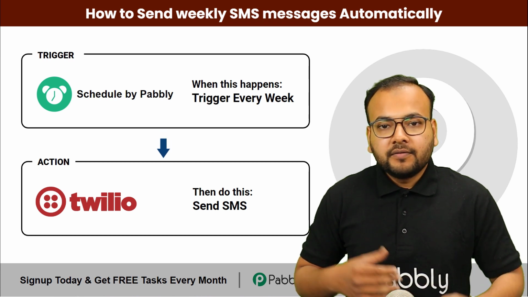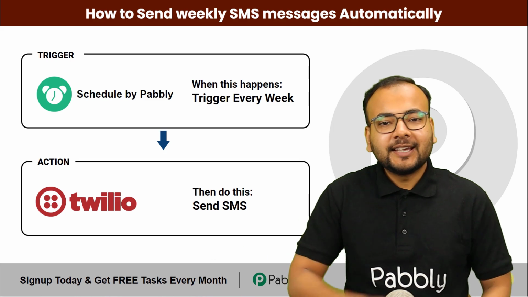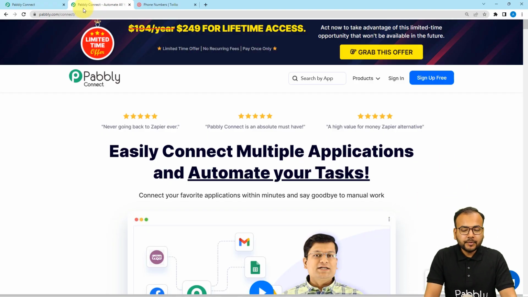So guys, we can set up this automation without any coding very simply. So let's begin. To set up this automation, we are using Pabbly Connect, which is an integration and automation tool. And this is the landing page of Pabbly Connect. You can find the link of this page in the description. From here, you can sign up for free and you will get free automation tasks every month.